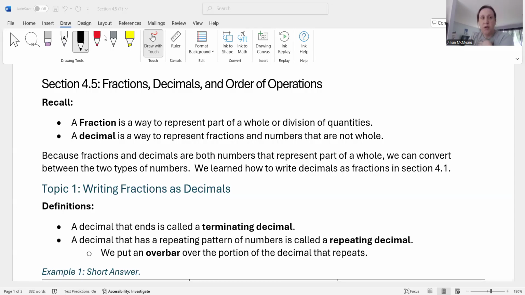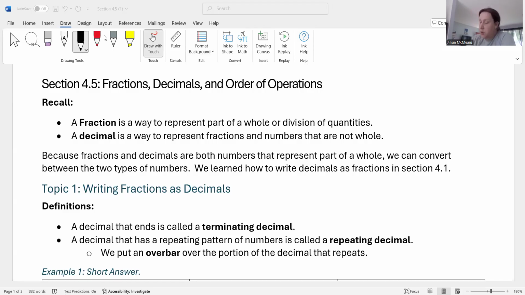In this section, we're going to look at fractions, decimals, and the order of operations. And when I talk about fractions and decimals, we're going to look at the connection between the two. So let's look at a couple of definitions. First, we already know that a fraction is a way to represent part of a whole, or division of quantities. A decimal is a way to represent fractions and numbers that are not whole.